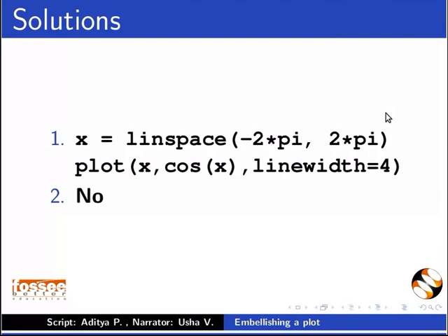Here are some self-assessment questions for you to solve. Draw a plot of cosine graph between -2 pi to 2 pi with line thickness 4. Read the documentation and find out, is there a way to modify the alignment of text in the command ylabel?